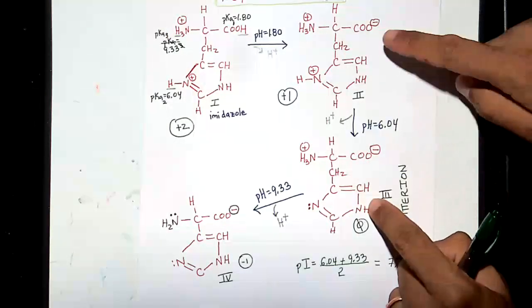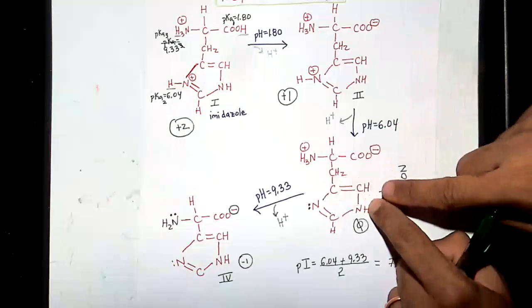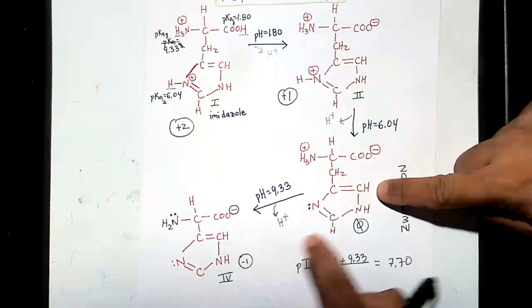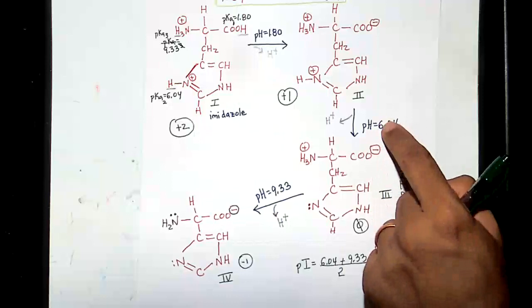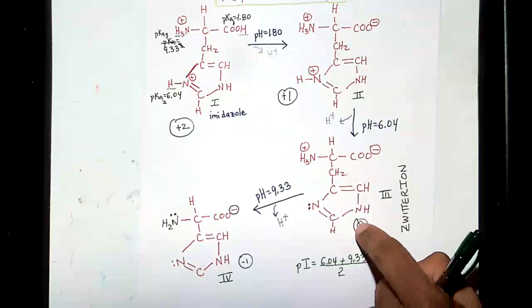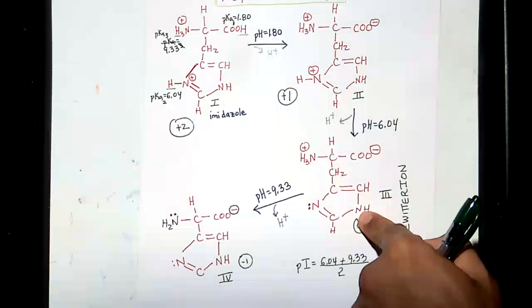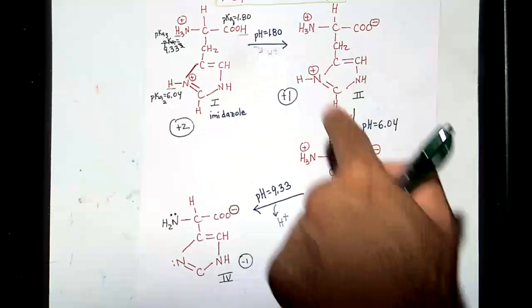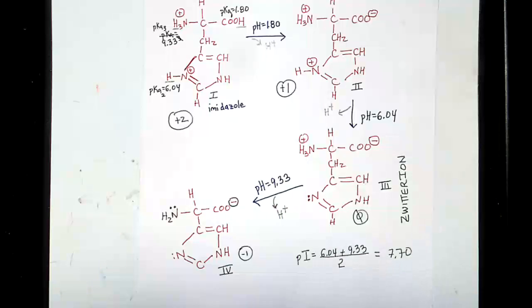Once again, at 6.04, it's 50% this and 50% that. At pH 9.33, it's 50% this and 50% that. We're interested in the Zwitter ion. At pH 1.80, we have 0 of this. We have nothing of the Zwitter ion. So 7.70 is what we calculate as our isoelectric point.